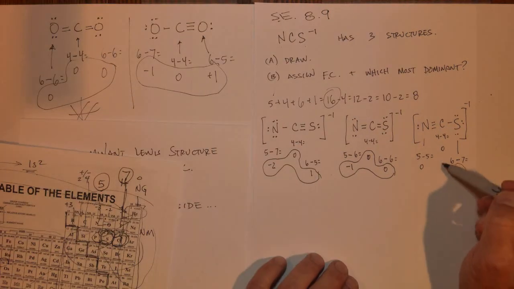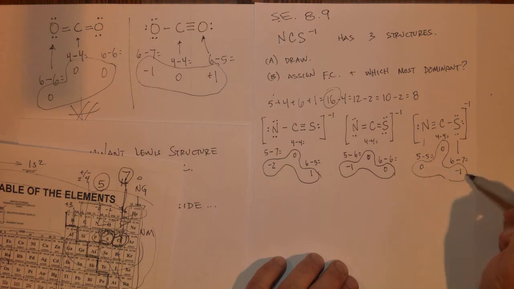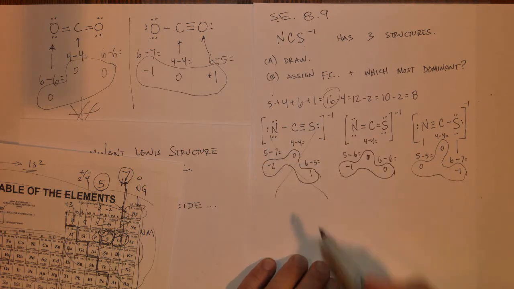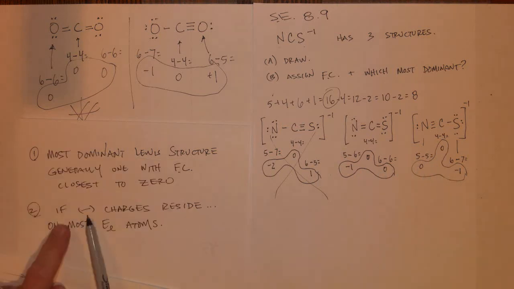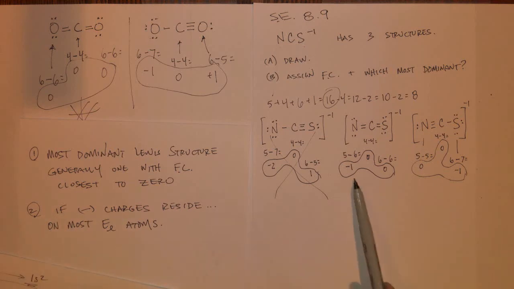All right, here are our choices. I can see which one to rule out right away. This one has 2 things that are not close to 0. These both have 2 zeros. And then remember the second rule: if a negative charge resides, put it on the most electronegative atom. So here I've got nitrogen or sulfur to choose from.